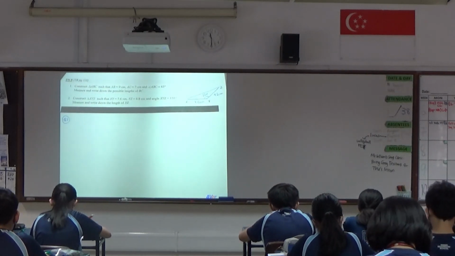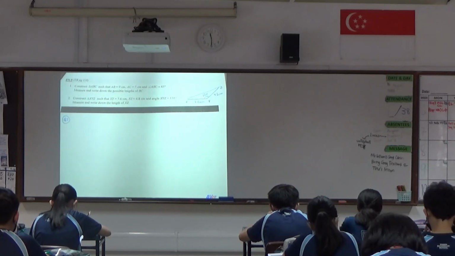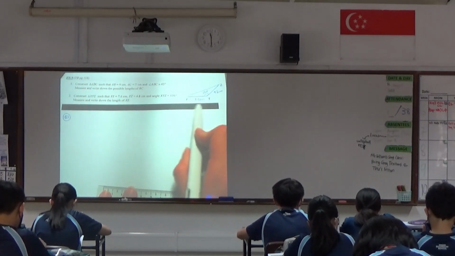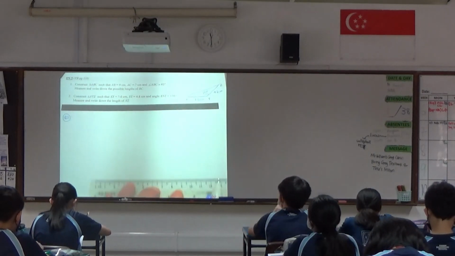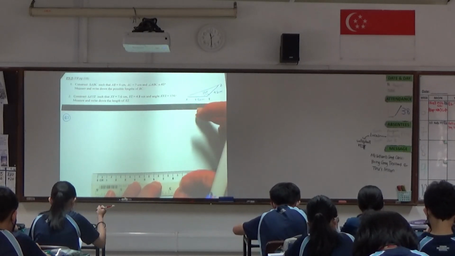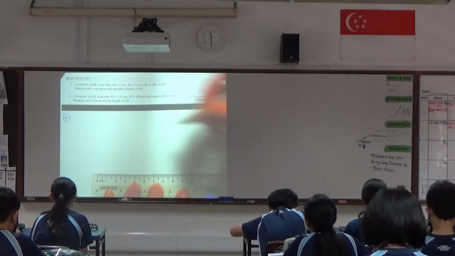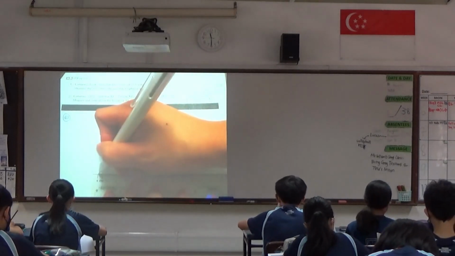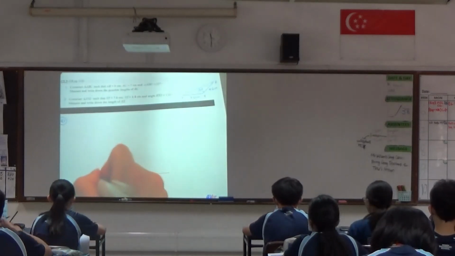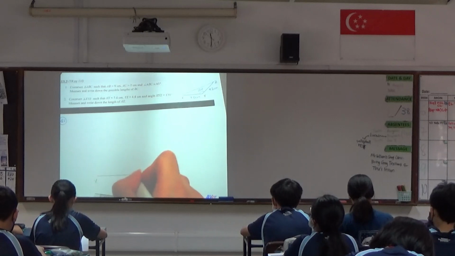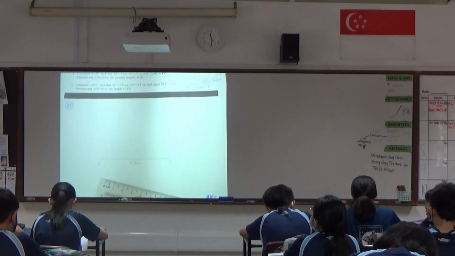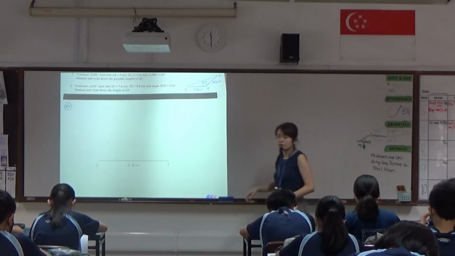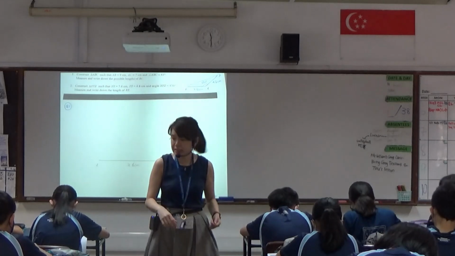Right? So now what we will do is that we need to draw our baseline first, 7.6 cm. So use your ruler, give yourself sufficient space. We will draw the line 7.6 cm. Okay, so XY 7.6 cm. Please draw out that line, 7.6.